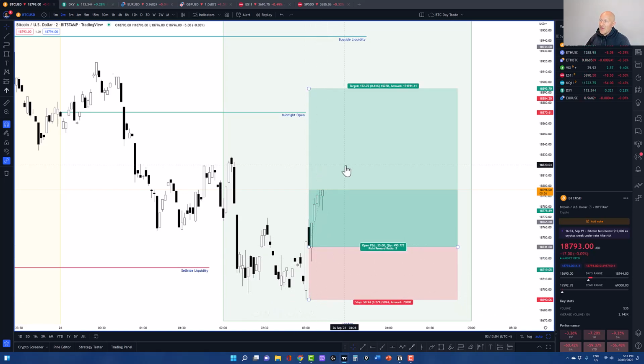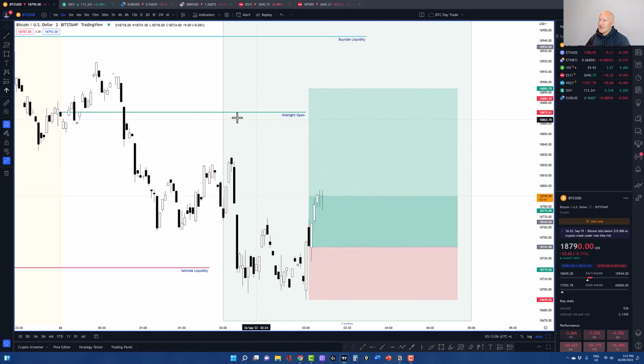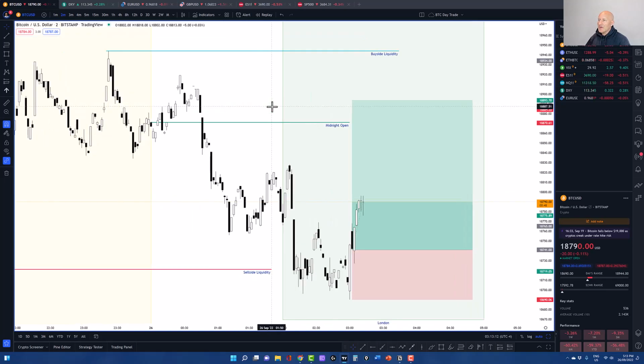And what I'm looking for is about a 3R return. So you can see that would take us almost back to the midnight open, and that's generally where I would look to target as a place to come back to.